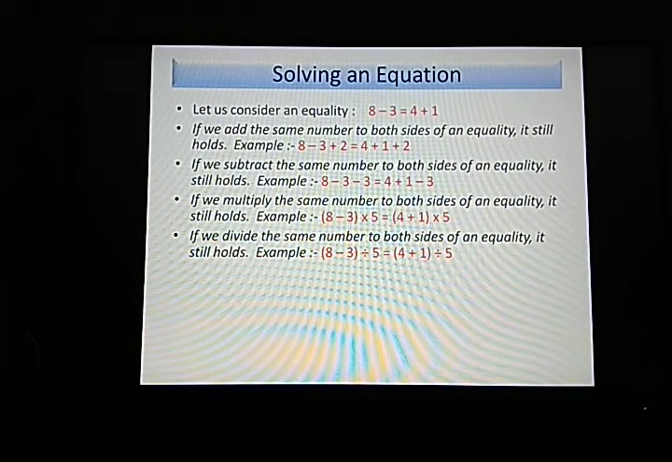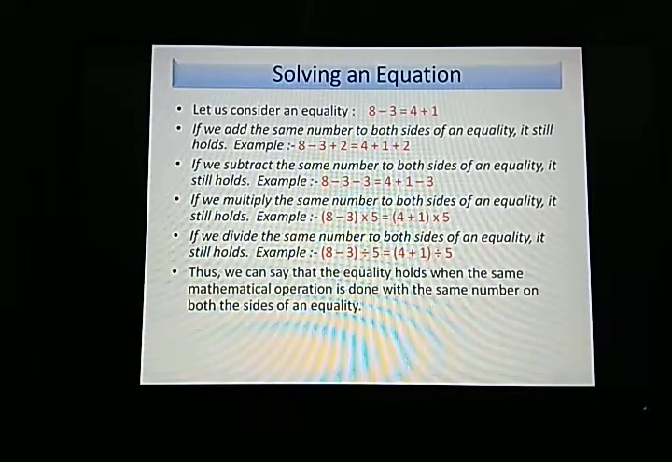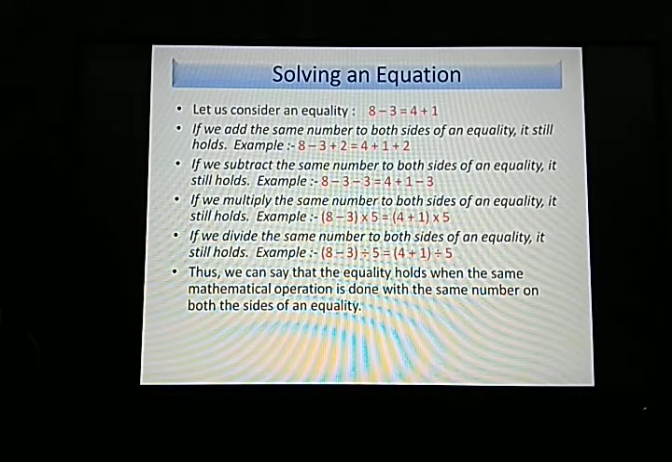So what can we conclude from here? We can conclude is that an equality will hold when the same mathematical operation is done with the same number on both the sides of an equality. So as you can see, the numbers that we have added, subtracted, multiplied or divided are the same on both the sides of an equality. Then the equality will definitely hold. The values will remain the same. It will not be of any change.